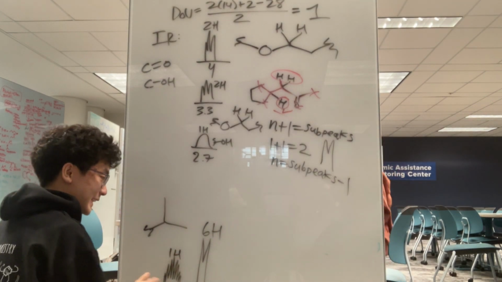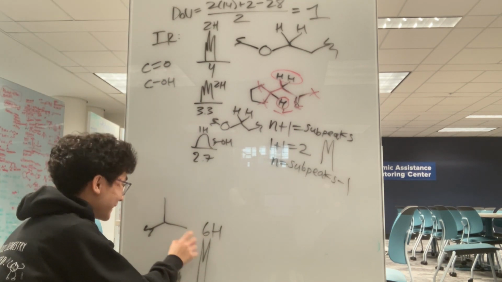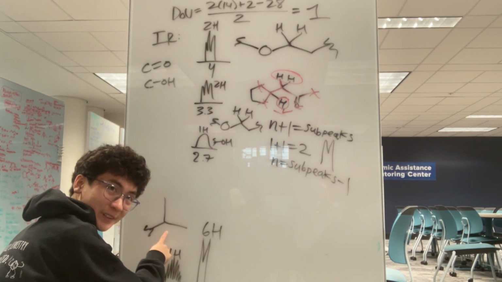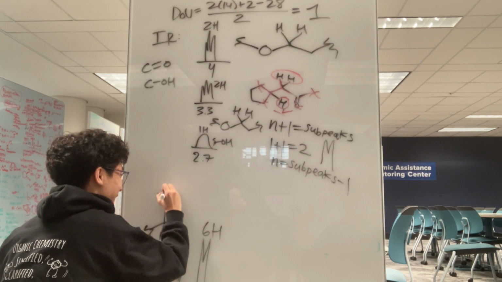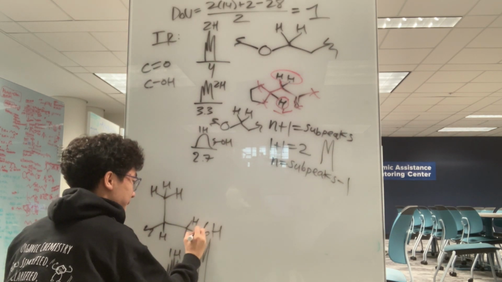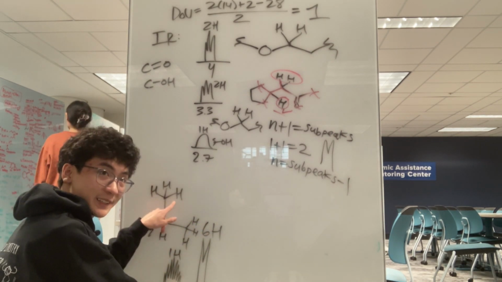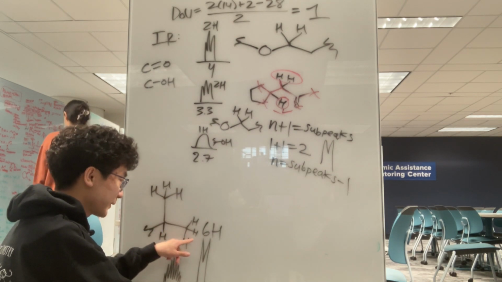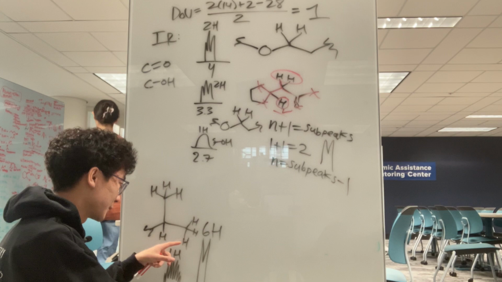Right? Like when you see this 6H doublet pairing with this 1H multiplet, you most likely have an isopropyl group in your molecule. And here's the reason why. These 3 H's here and these 3 H's here are one peak. They're symmetrical. They have the same chemical environment.